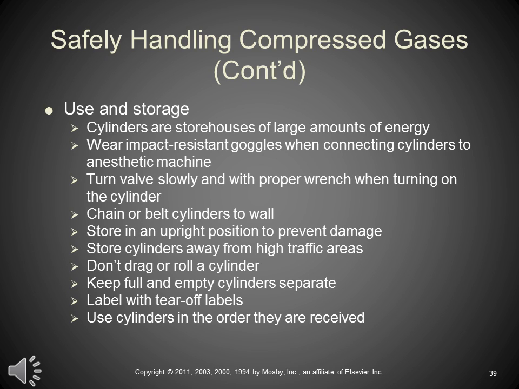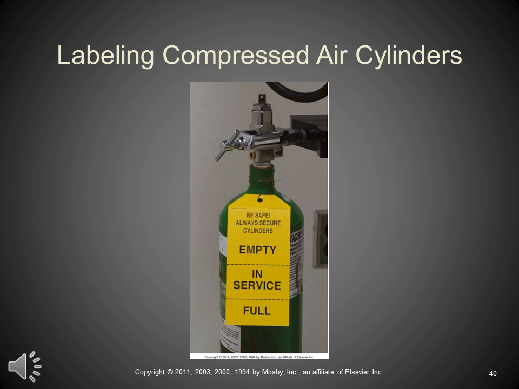Use tear-off labels. Those work great, or some system that's pretty much foolproof. And try to use cylinders in the order they are received. If they come in first, then they're going to be used first, and so on. Good example, here's this little cylinder on its yoke. We know it's full because the bottom tag says full. Once we turn it on, we tear off the full, and we know it's in service. And then once it's exhausted or to the point we don't want to use it anymore, we tear off in service, and we know it's empty.